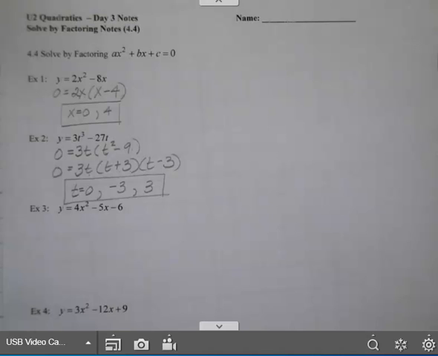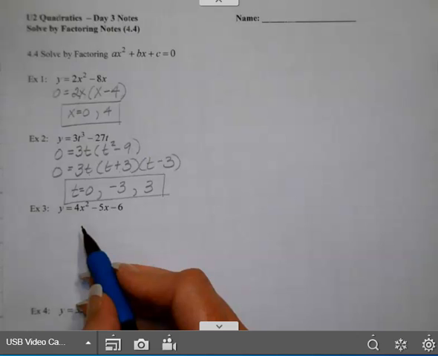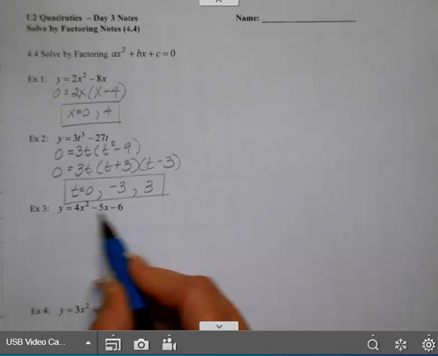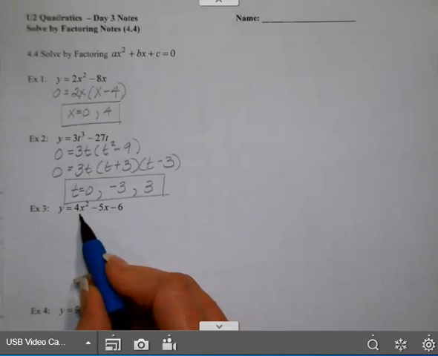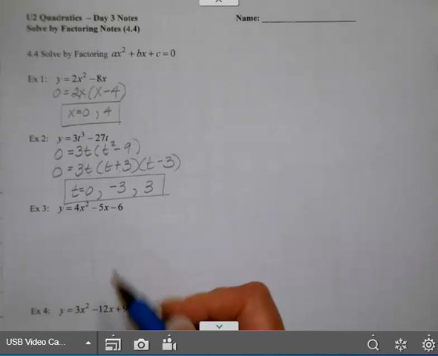Example 3. First thing you try is greatest common factor. It does not have a greatest common factor. And then you're going to look to see if the leading coefficient is 1, which it's not. I have 3 terms. And so the next thing I'll try is see if it's a perfect square trinomial. That's a square. That's not, so I'm out of luck on that one. And then I'll split the middle. That's going to be my last resort on the factoring.